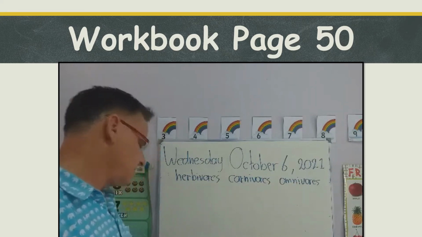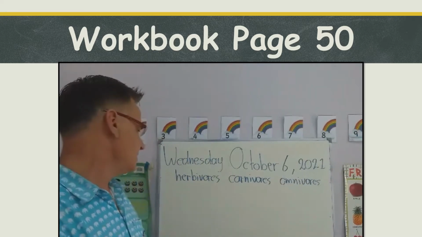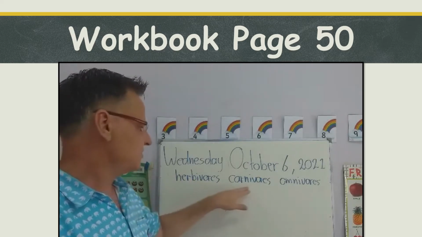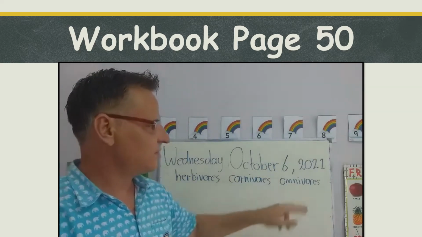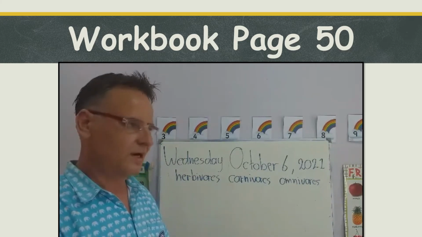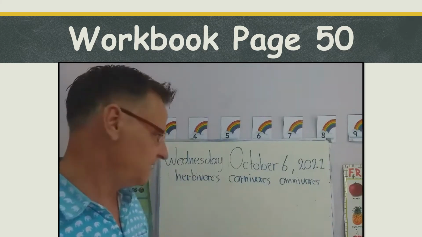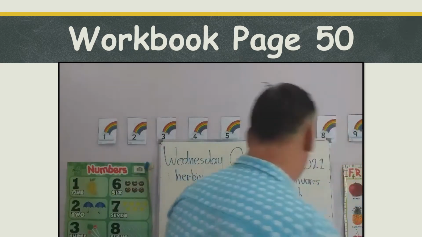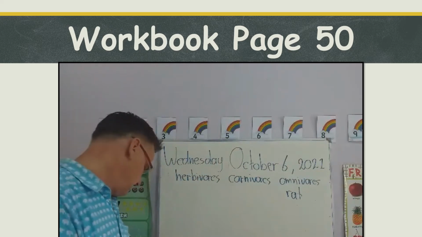Now let's have a look. How about a rat? What is a rat? Does a rat only eat plants? Does a rat only eat meat? Or does a rat eat both? What do you think? Right, a rat eats just about anything, right? So a rat we put under omnivores, so you can do the same.